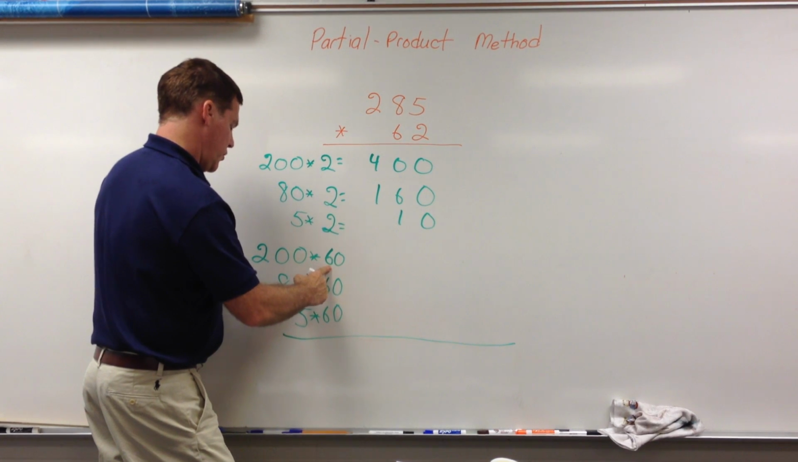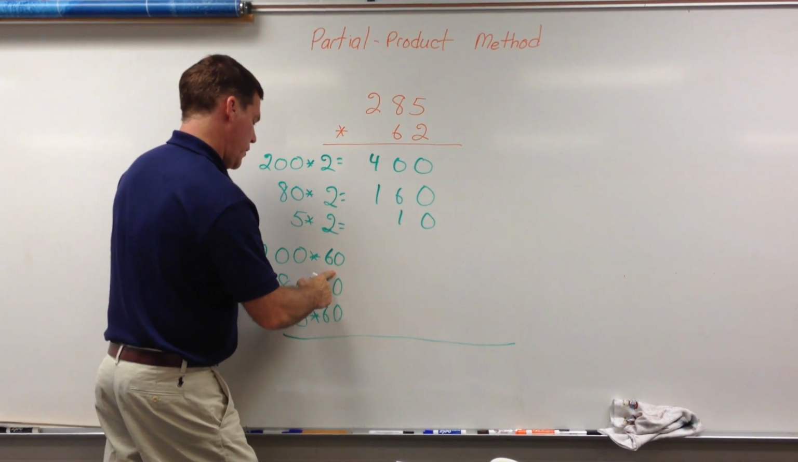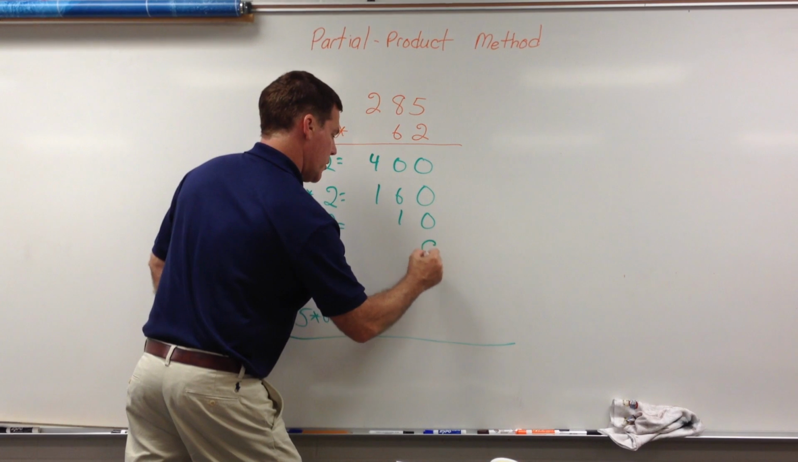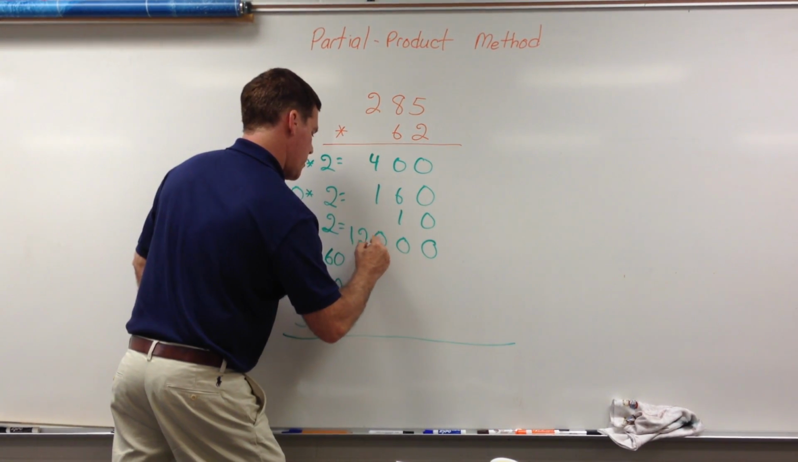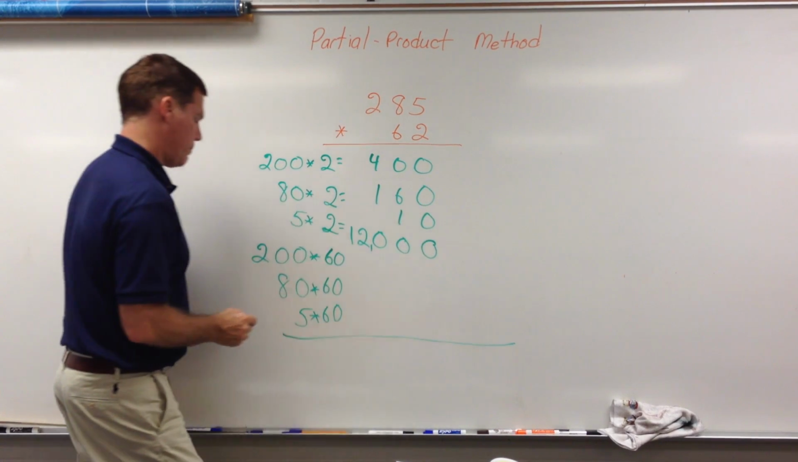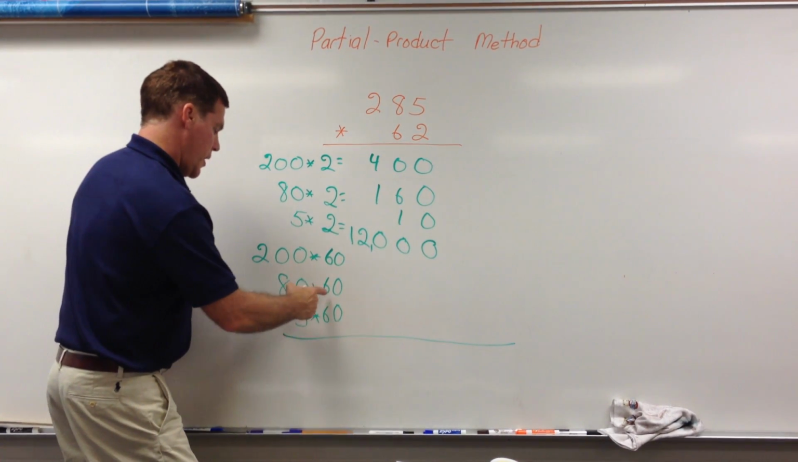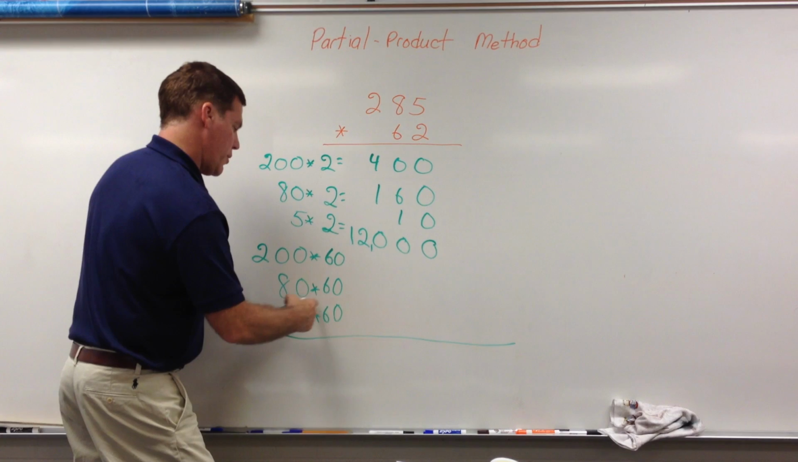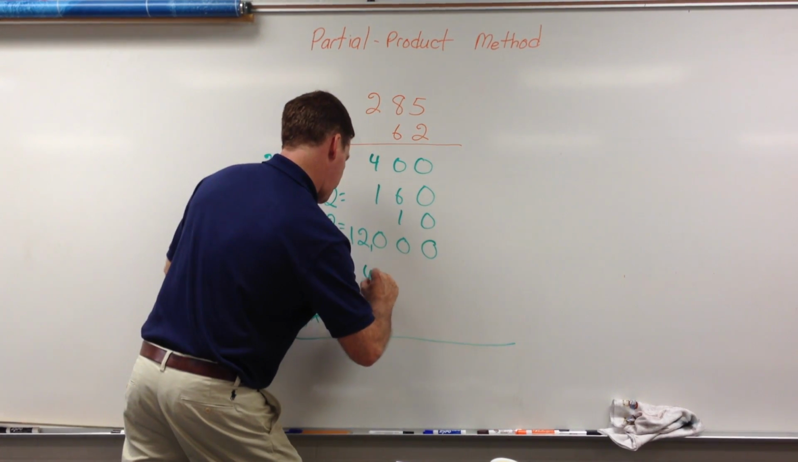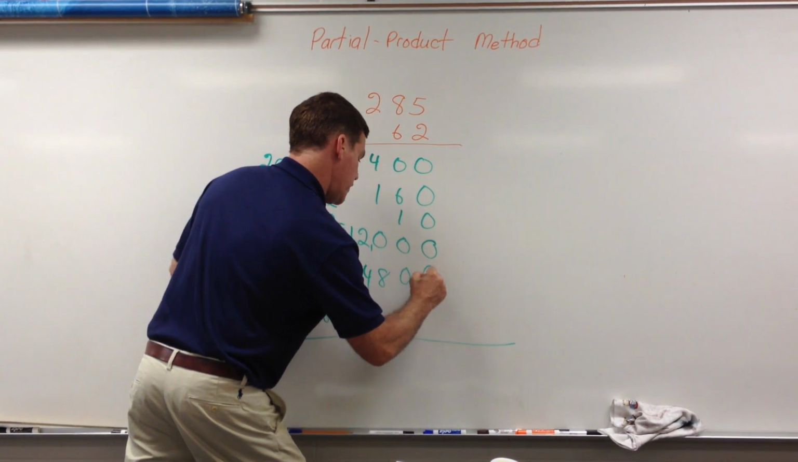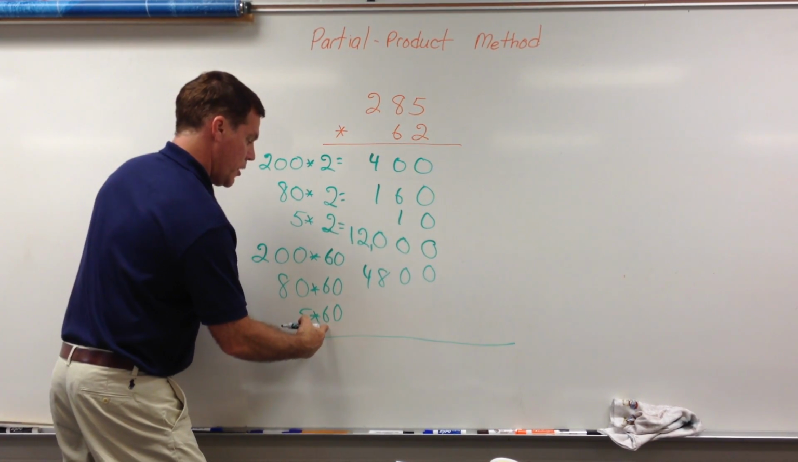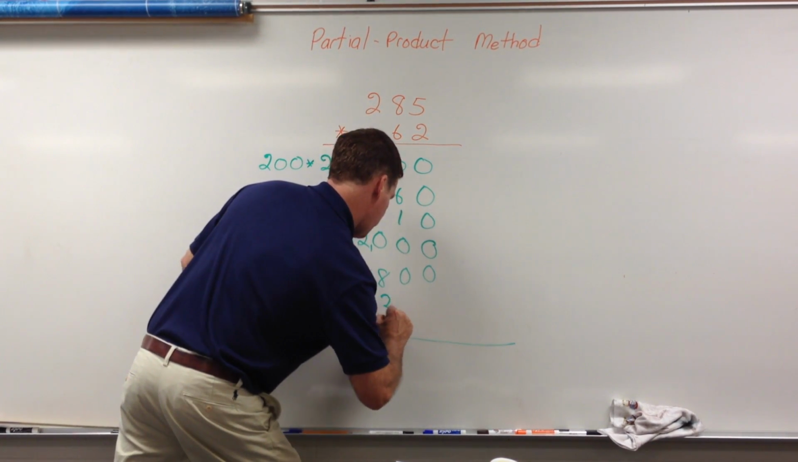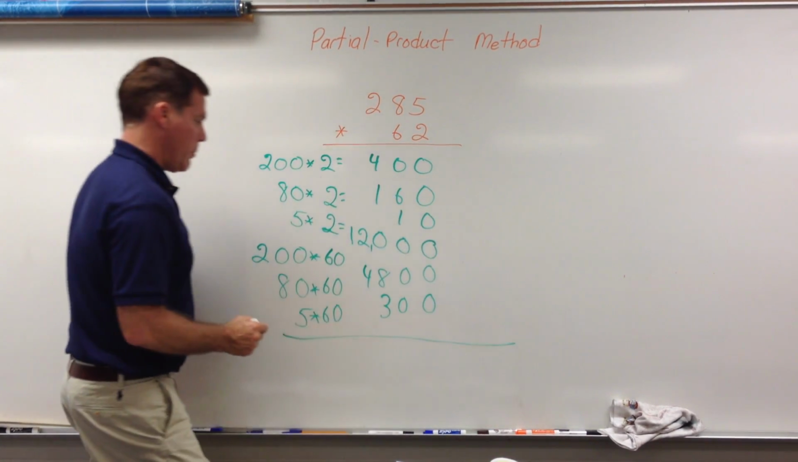200 times 6, 2 times 6 is 12. And I'm going to add 3 zeros. So I'm going to go 1, 2, 3, just to make sure that my place value is okay. 8 times 6 is 48 with a couple of zeros. And 5 times 6 is 30 with a 0, makes it 300. And there are my subtotals.